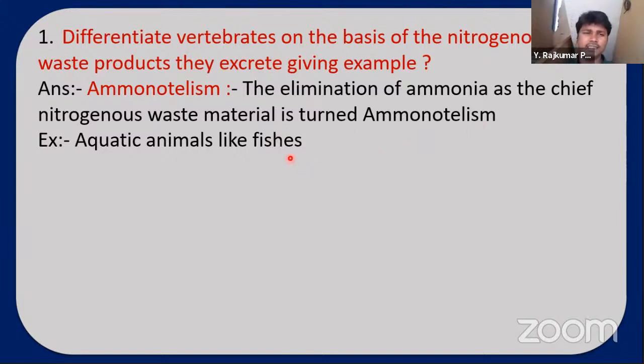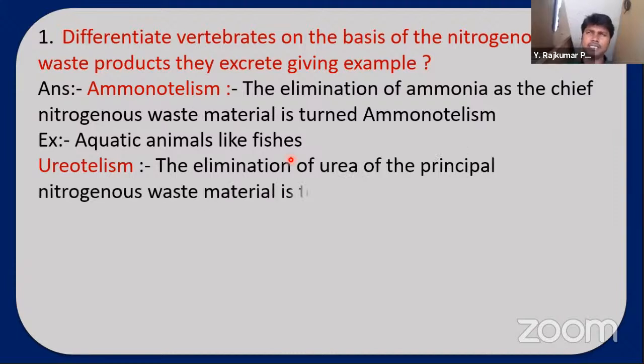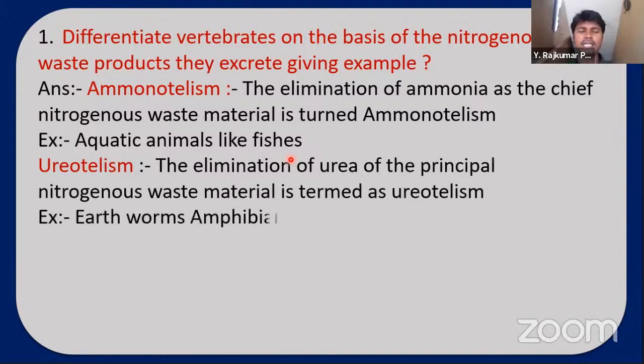Where do we see this? In the aquatic animals like fishes, we see this ammonotelism. That means they excrete ammonia as a nitrogenous waste. Next is ureotelism. The name itself says ureotelism means excreting urea from the body. Okay, their nitrogenous waste is the urea. That's why the term is called ureotelism.